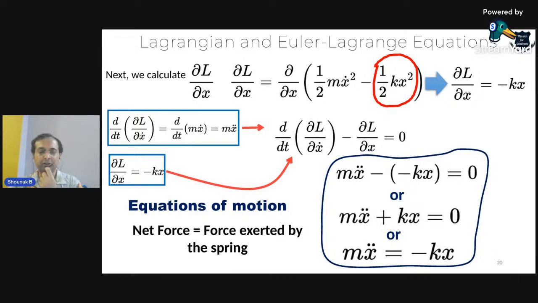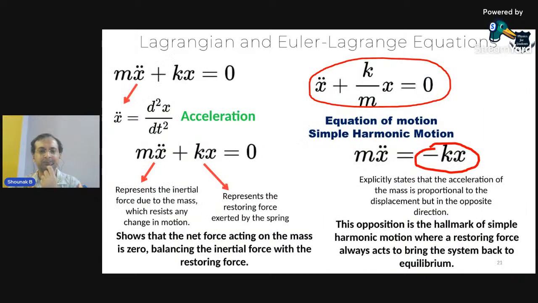And from this equation of motion, what we understand is that the net force is equal to the force exerted by the spring. Now, at this point of time, you might be thinking, what is so extraordinary? We know that the net force is equal to the force exerted by the spring. Then why do we go all the way around, plugging in the Euler Lagrange equations and getting all these values? We will soon understand this. We will definitely understand this. But before that, I would like to show you the next part.